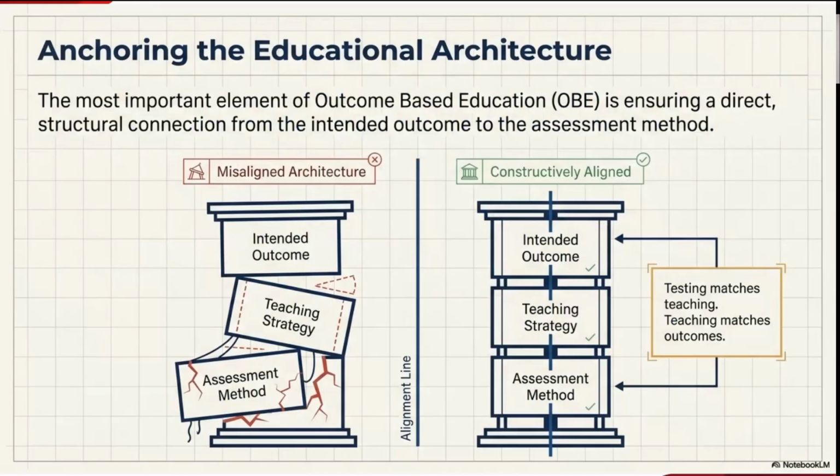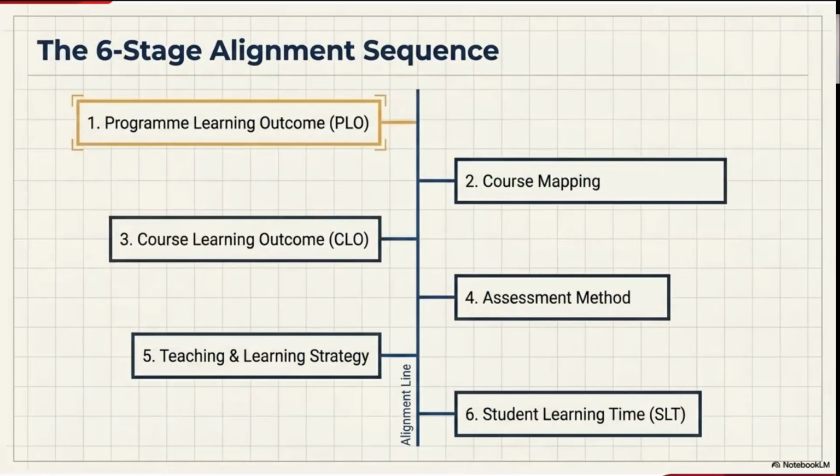If we look at the left-hand side, the misaligned architecture means the intended outcome, the teaching strategy, as well as the assessment method are not properly aligned. So whenever we are developing our program, the intended outcome must first be formulated, followed by the assessment method, and then the teaching strategy.